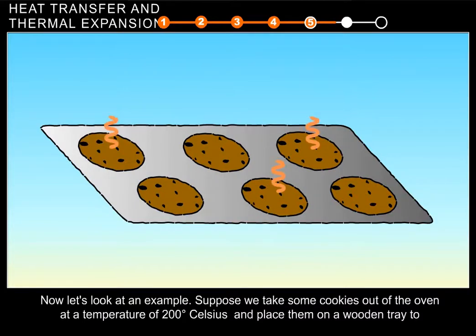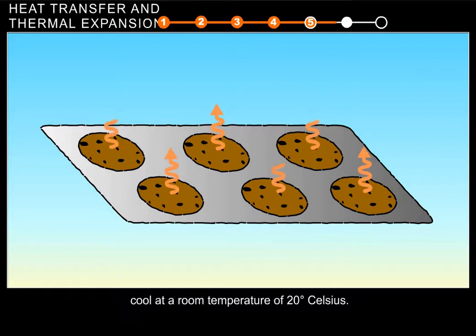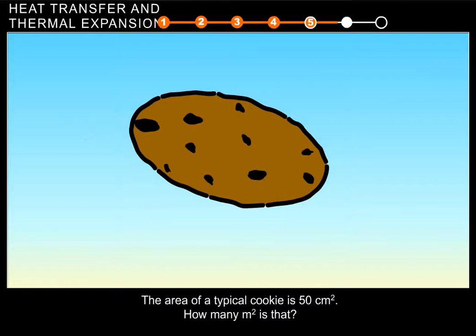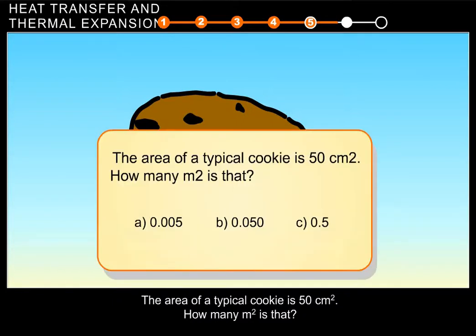Now, let's look at an example. Suppose we take some cookies out of the oven at a temperature of 200 degrees Celsius and place them on a wooden tray to cool at a room temperature of 20 degrees Celsius. Assume they cool only by radiation from their upper surface. What is the initial rate of heat loss from one cookie? The area of a typical cookie is 50 centimeters squared. How many meters squared is that?